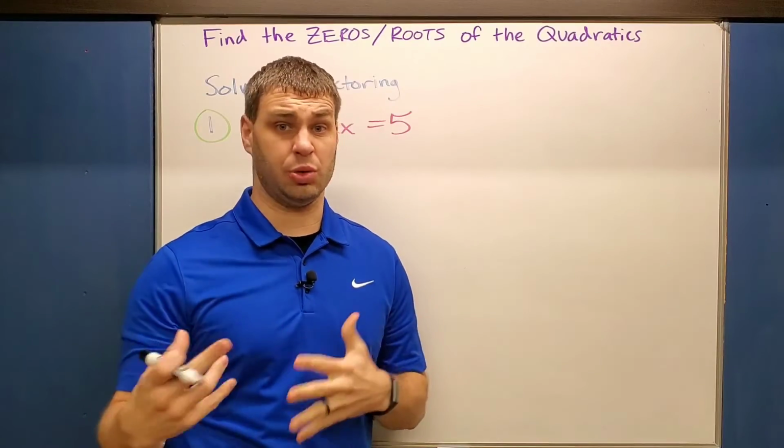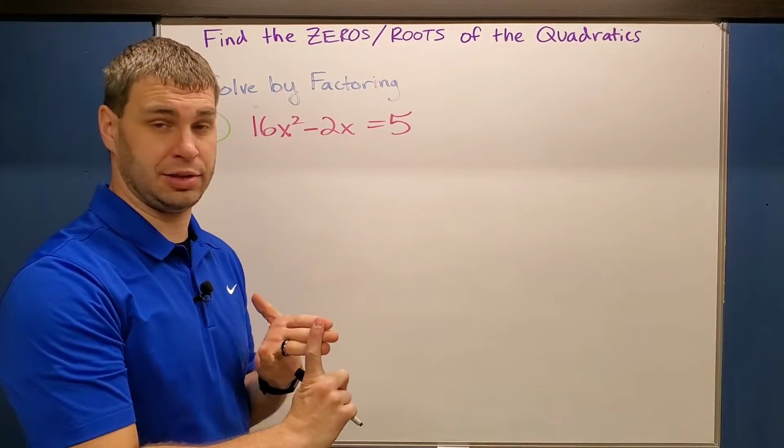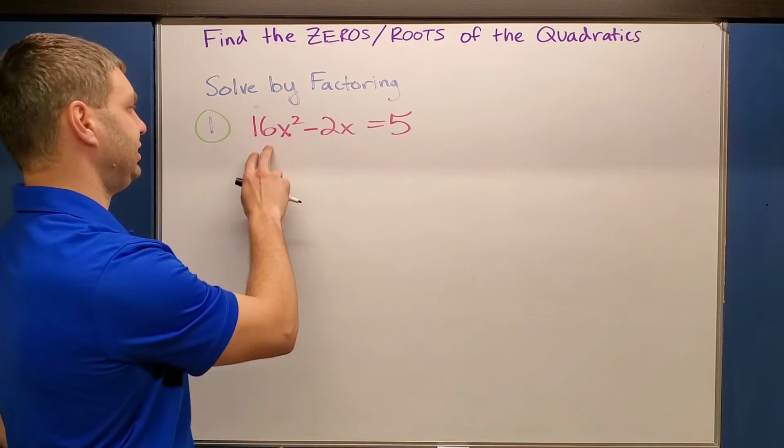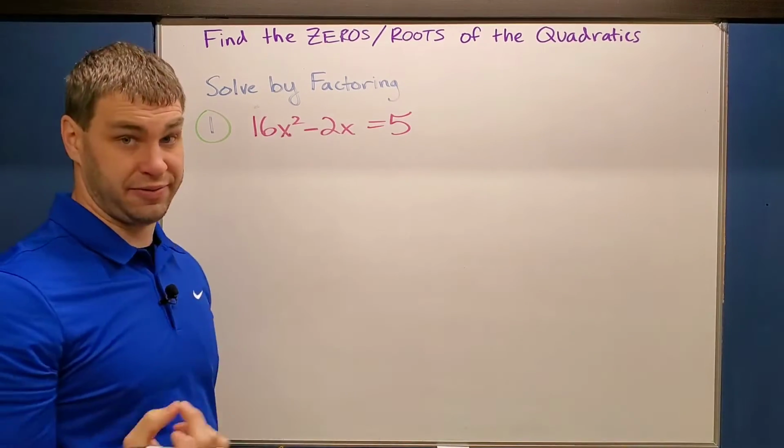Before we do number one, these are all really hard examples, right? So I'm going to do two of each type: factoring, completing the square, and the quadratic equation. So here's the first one. It says 16x squared minus 2x equals 5, and the directions tell us to solve this by factoring, all right?